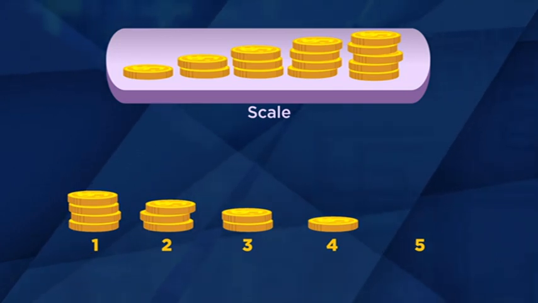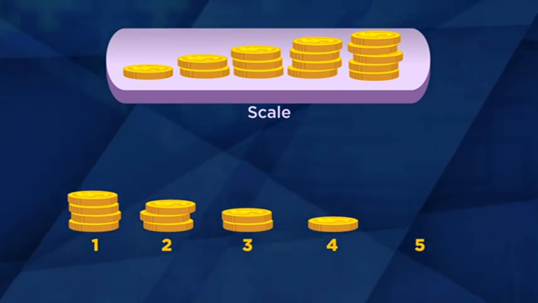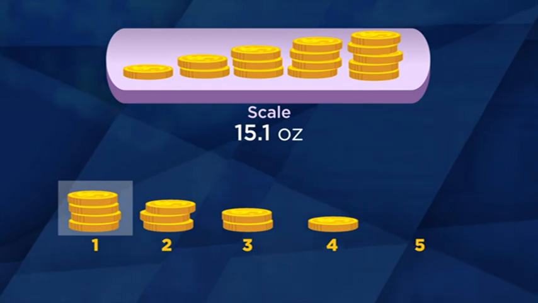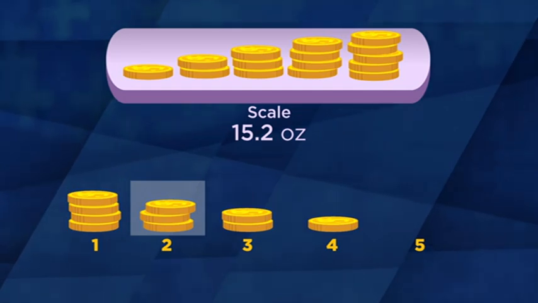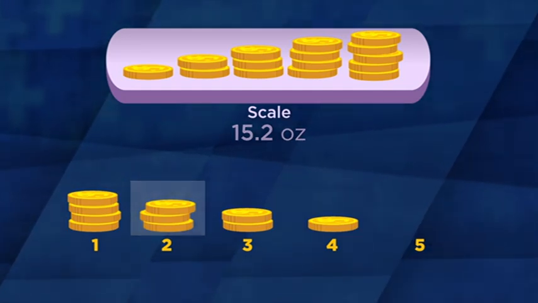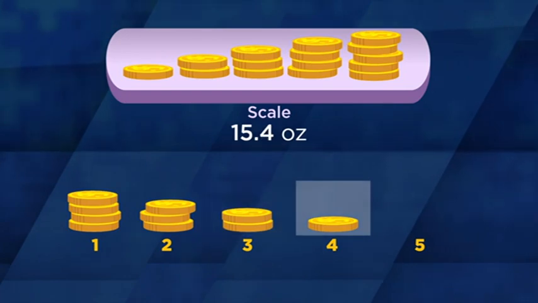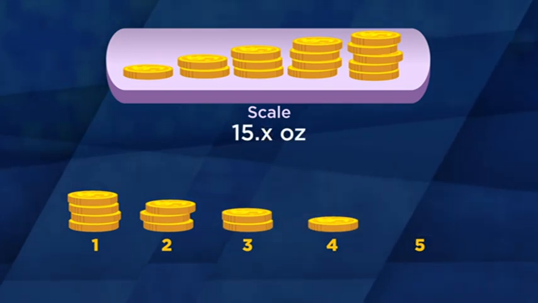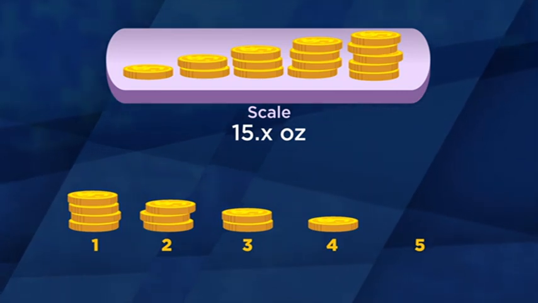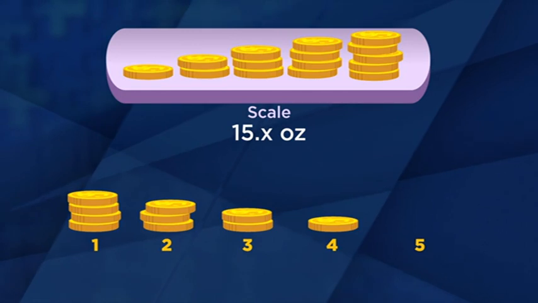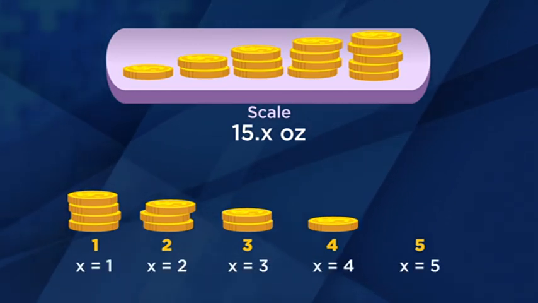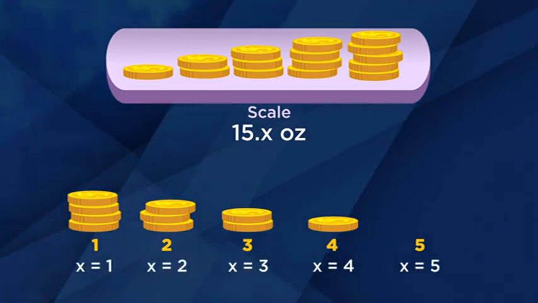If the first stack contained the counterfeits, then the reading will be 15.1 ounces. If the second stack contained the counterfeits, then the reading will be 15.2 ounces, and so on. The reading will be 15.x ounces, where x is some number between 1 and 5. The numerical value of x is the number of the pile with the counterfeits. Very neat.